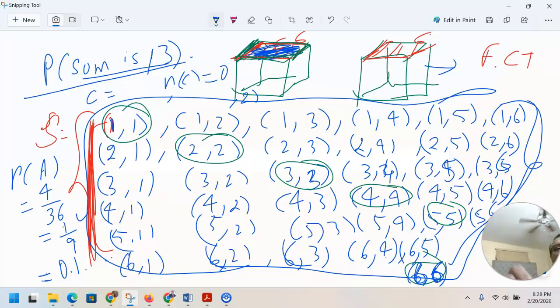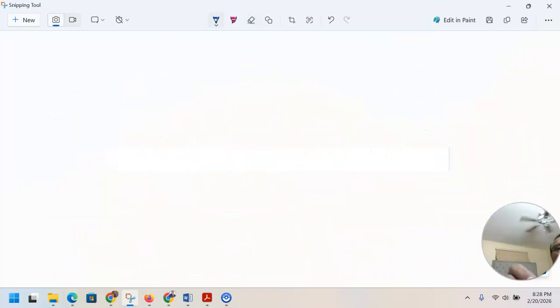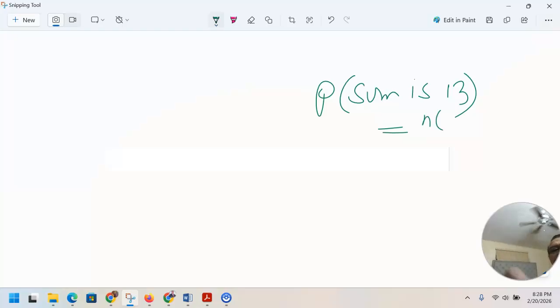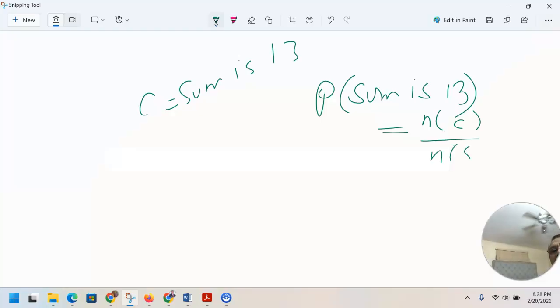0. There's nothing. So in such cases we say the probability that the sum is 13, where C is the event that the sum is 13, is n of C divided by n of S, and that becomes 0 over 36, which is 0.